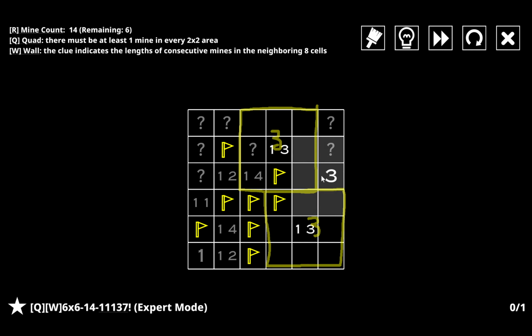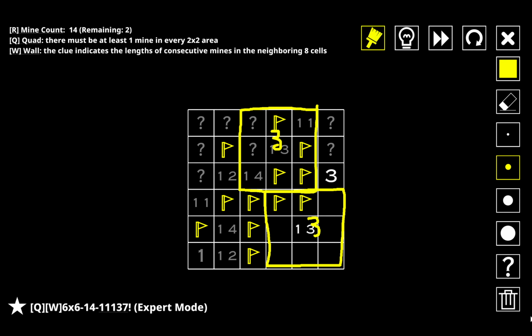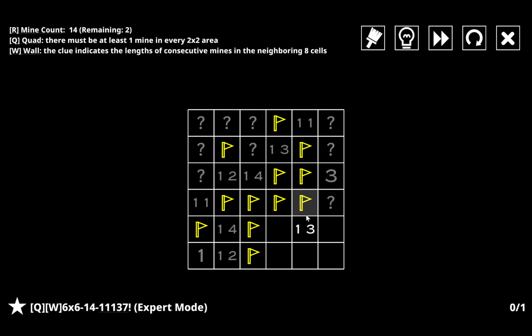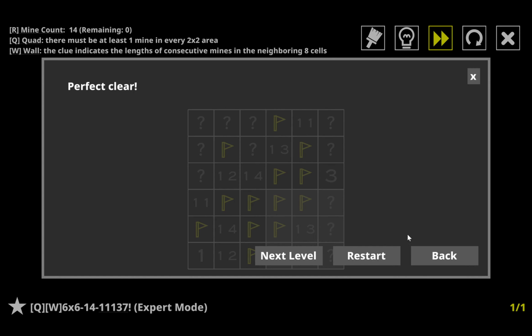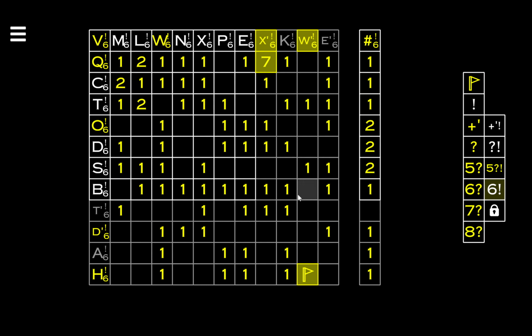So first of all, from this 3, we know these 2 are mines, just from an idea we talked about earlier. That actually tells us what this 3 size region is. That allows us just to finish up these clues as well. Okay, let me just get rid of that real quick. This 3 is done, so that means this group of 3 is finished as well. There we are. So that went pretty smoothly.